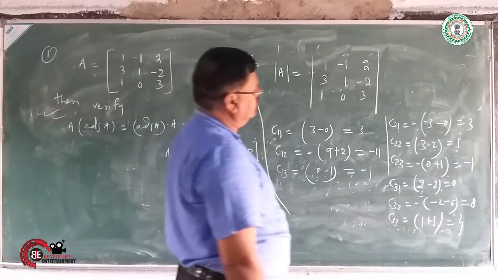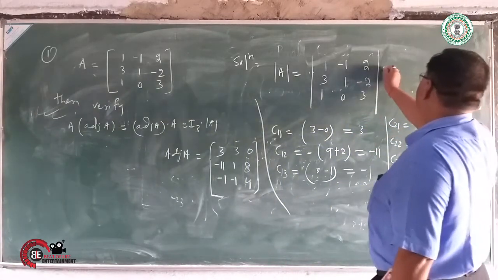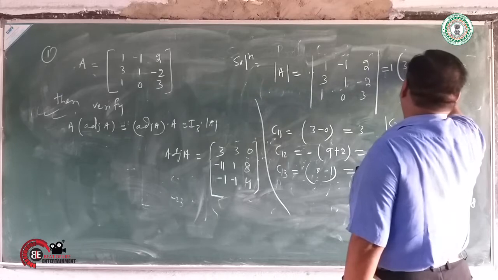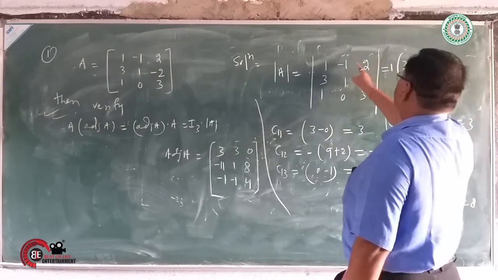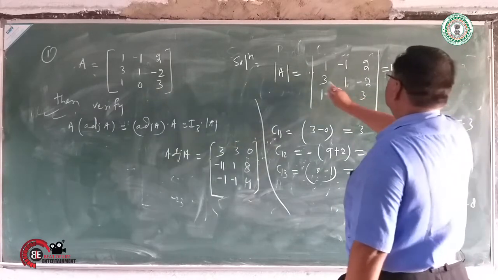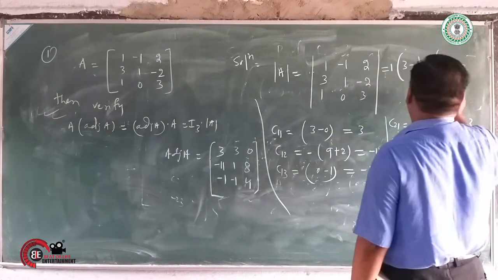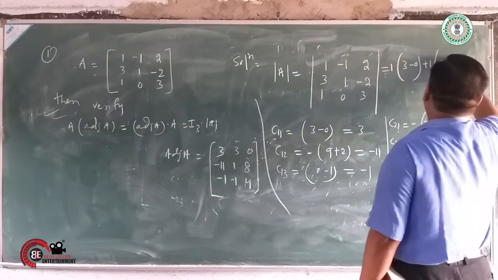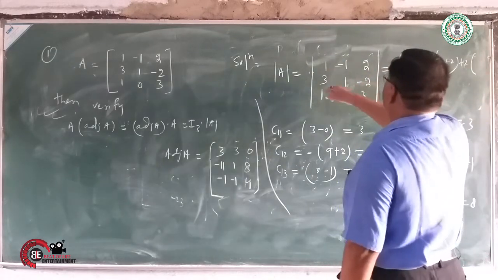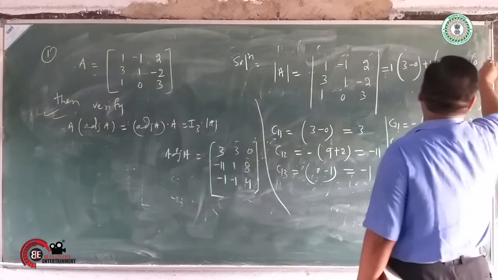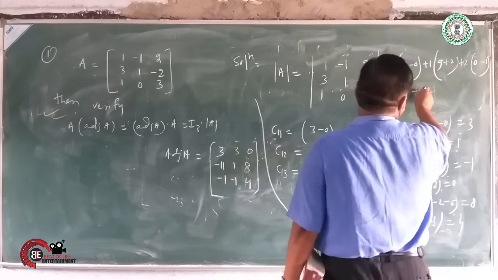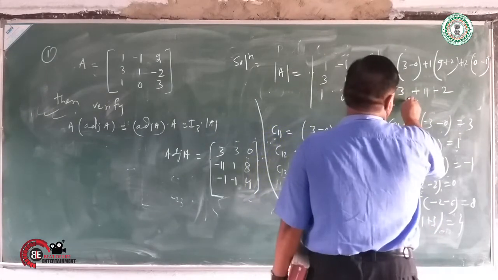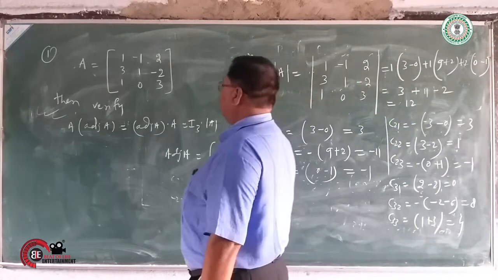Now we simplify and find the determinant. Expanding along the first row: 3 minus 0, then 9 plus 2 and plus 2, then 0 minus 1, so 3 plus 11 minus 2, it will be 12. Determinant A is 12. Now we verify this.